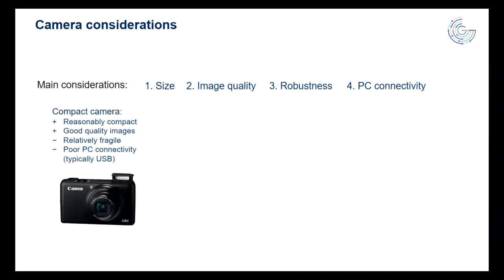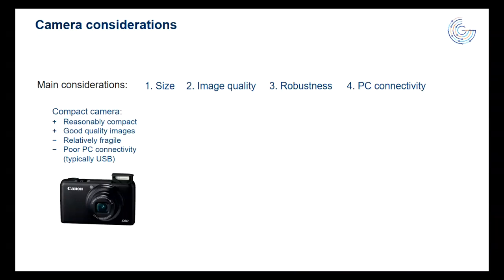In terms of our camera, we've got a number of considerations: size, image quality, robustness, and also the type of connectivity that the camera has. And in the early days of PIV modeling, people tended to use compact cameras like this old Canon S90 here. And I picked this one specifically because we have a bunch of these still floating around at the Schofield Centre. They're reasonably compact, good quality images.